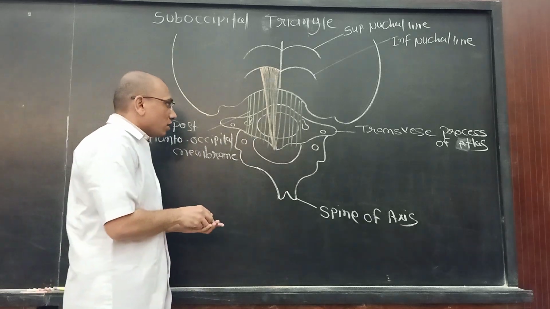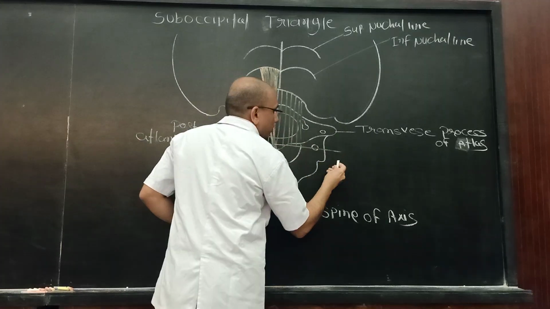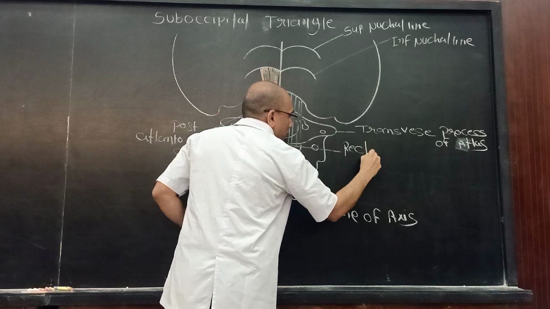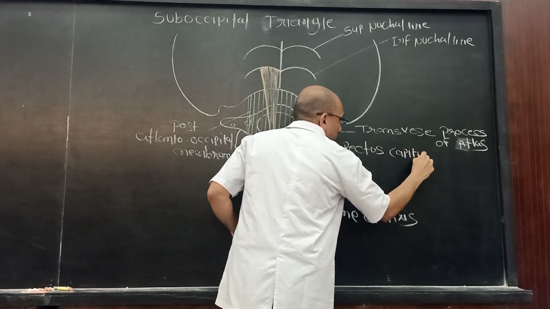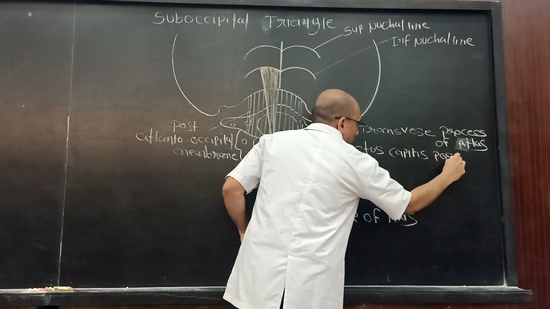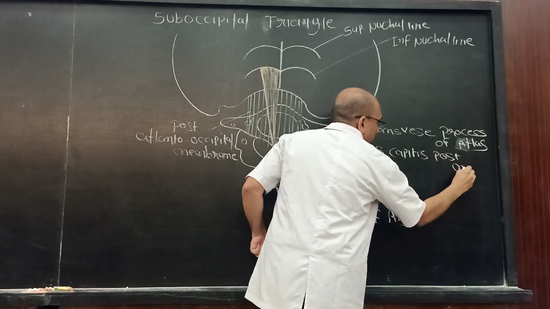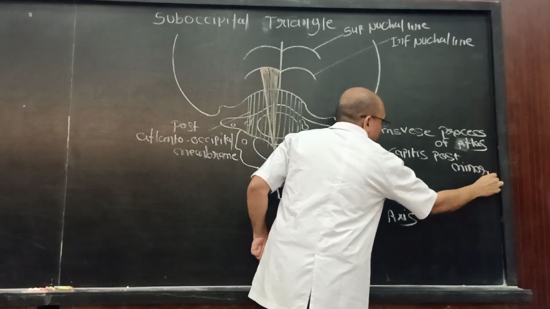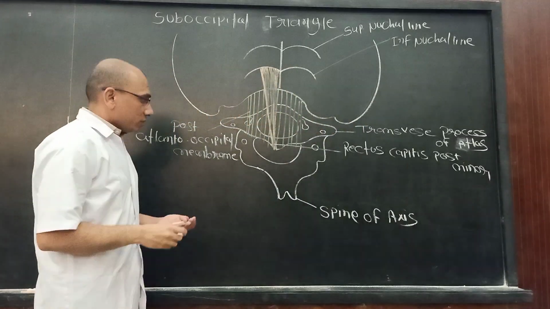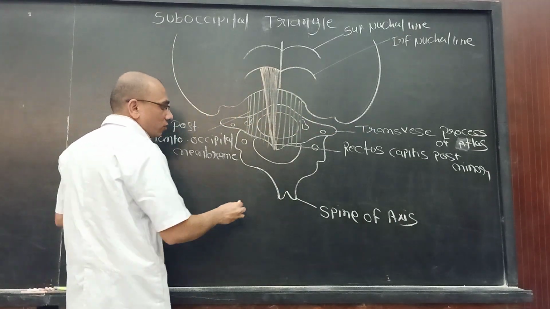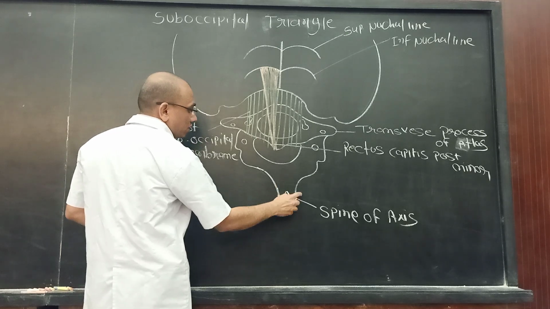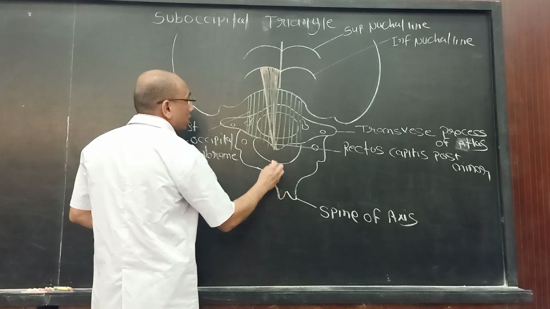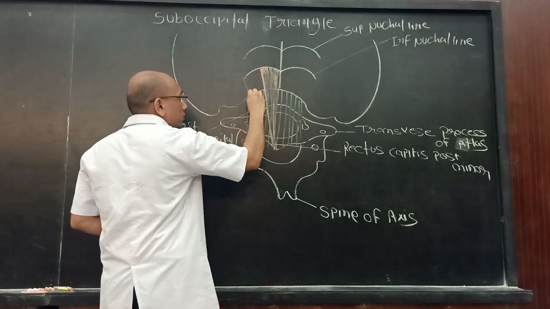This muscle is called rectus capitis posterior minor. And another one which origin from this tendinous origin from this spine of axis. This one is the bifid spine of axis and which is inserted here.